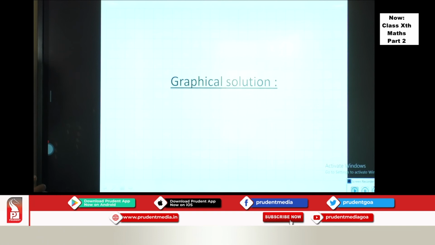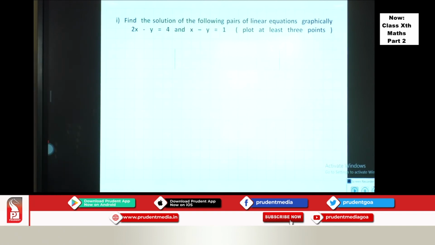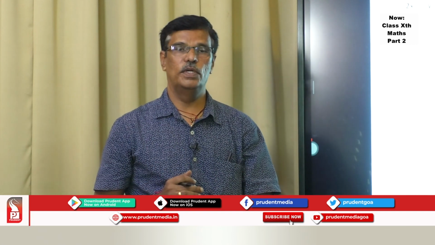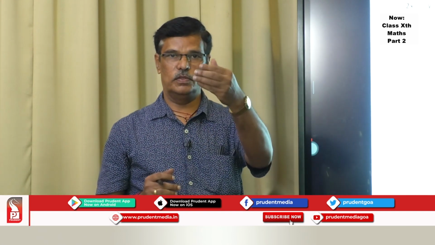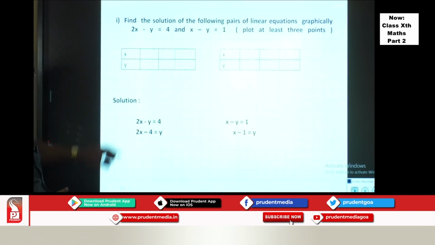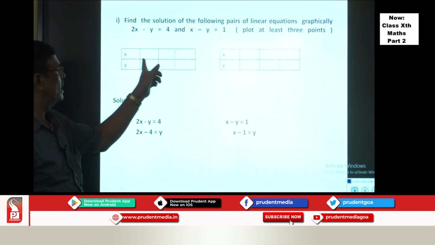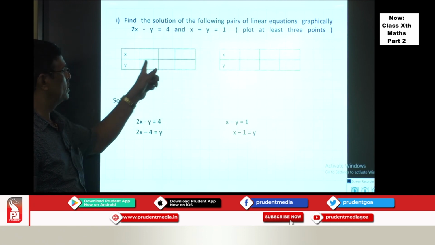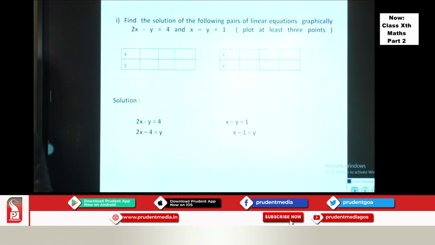Now we are seeing graphical problems here. Let me take one problem. Find the solution of the following pair of linear equations graphically. I have taken the equations 2x minus y is equal to 4 and x minus y is equal to 1. Plot at least 3 points. So you will be given two tables to find out 3 coordinates. So let me show here. You will get a table like this, x, y, and 3 points you have to find for x and y.